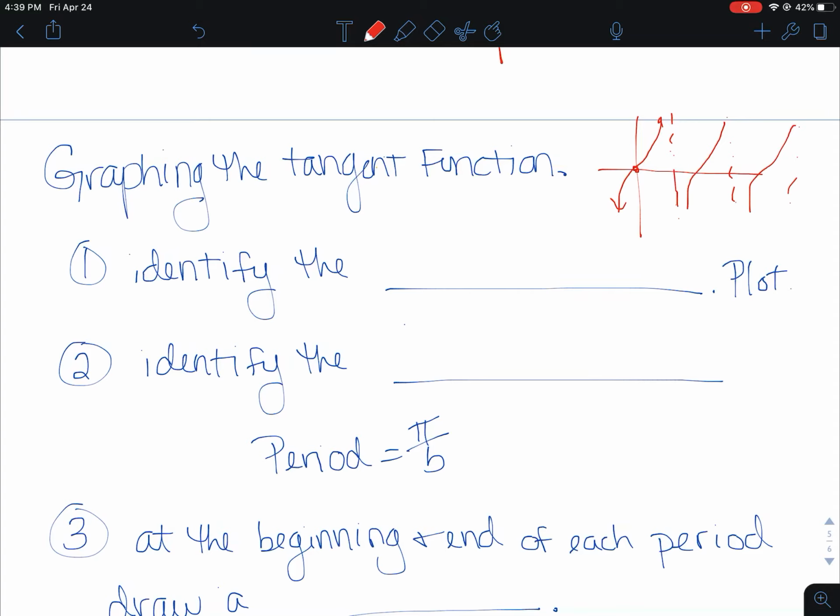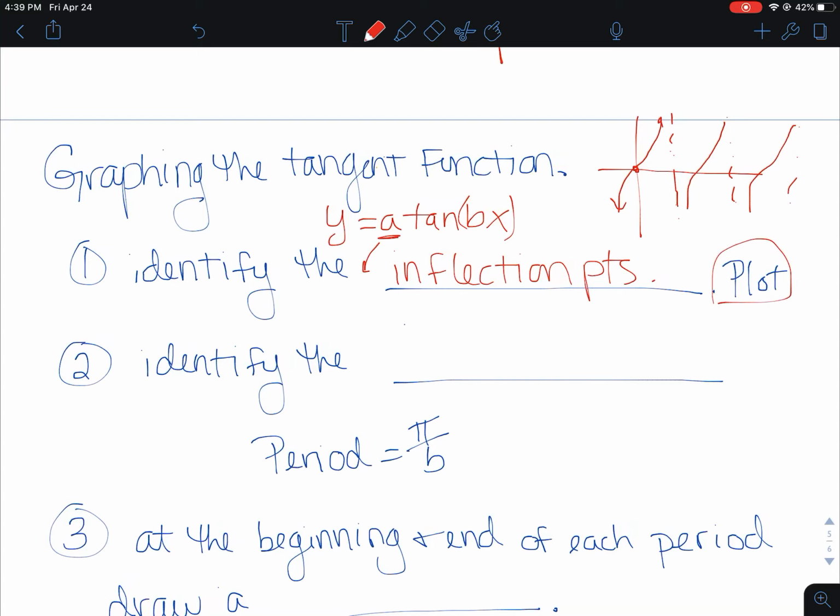So first, we're going to identify not the amplitude, but what we call the inflection points, which is found in the same place as the amplitude. So if you have y equals a tangent bx, a is going to give you your inflection point. And so what that means is that where you would draw in an amplitude, there's going to be a point there, and I'll show you how to use that in a minute to plot those.